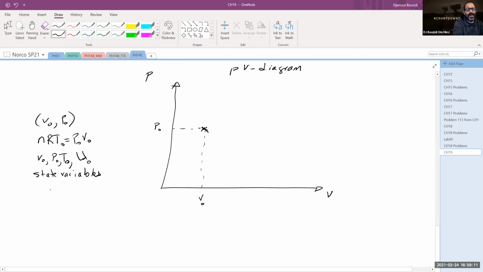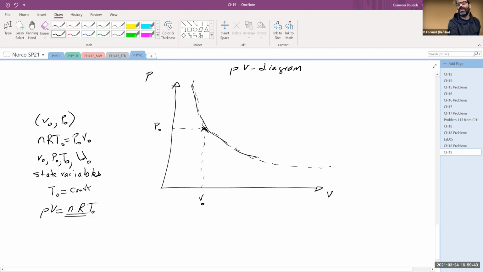If the temperature doesn't change, if the temperature is fixed, constant, I can graph the function PV equal to a constant, nR T naught, where T naught doesn't change. So if the temperature doesn't change, the pressure is just 1 over X in this case. So the pressure is going to just depend like this. So this is a curve whose temperature does not change at all. The temperature in here is the same.